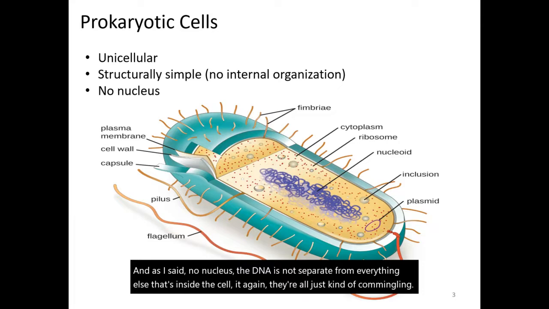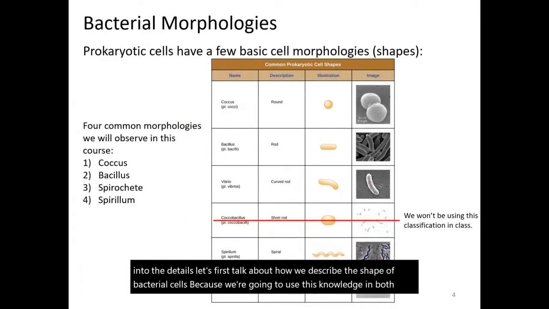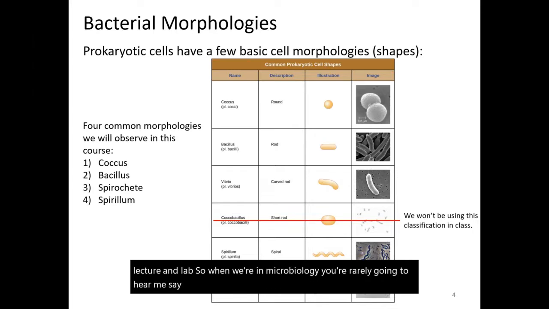Before we zoom in on these individual components and really get into the details, let's first talk about how we describe the shape of bacterial cells, because we're going to use this knowledge in both lecture and lab. When we're in microbiology, you're rarely going to hear me say shape, because we're building our science vocabulary, and the science word for shape is morphology. So bacterial morphologies are the different bacterial shapes you're going to observe.